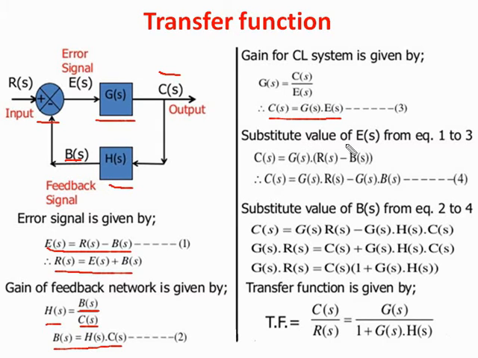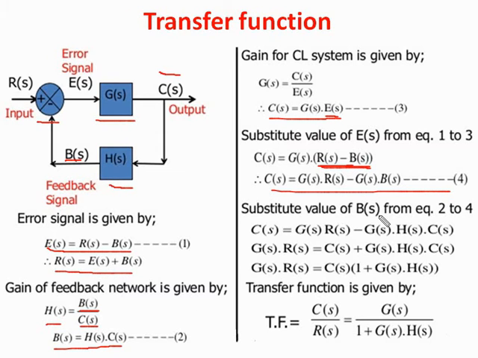Substituting the value of E(s) from equation 1 into equation 3, the value of E(s) equals R(s) minus B(s). So C(s) equals G(s) times E(s), which is R(s) minus B(s). If we multiply this G(s) into this product, we get G(s) into R(s) minus G(s) into B(s). So this is the fourth equation.